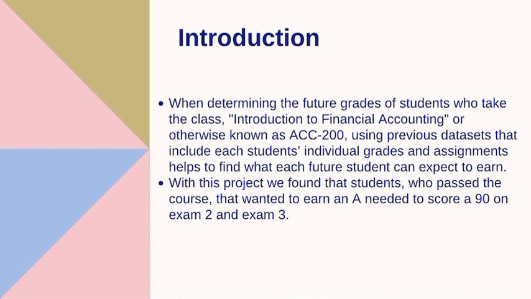While the dataset shows everyone's grade overall for each individual assignment in consideration of their final grade, it is important to consider the student's work ethic, attendance, knowledge, and test-taking abilities for the course when considering the outcome of future students' final grades. In order to best use the dataset, we adapted it using regression and correlation analysis to analyze variables that would have the most impact in considering future students' final grades in the Accounting 200 course. With this project, we found that students who passed the course and wanted to earn an A needed to score 90 on Exam 2 and Exam 3.